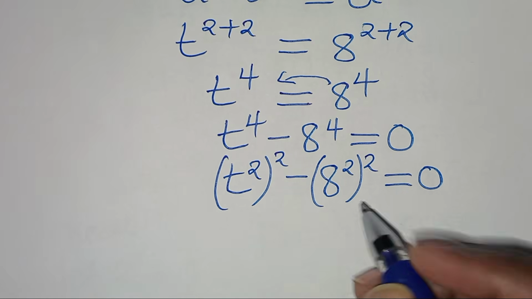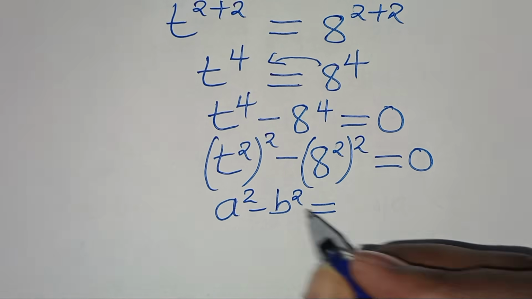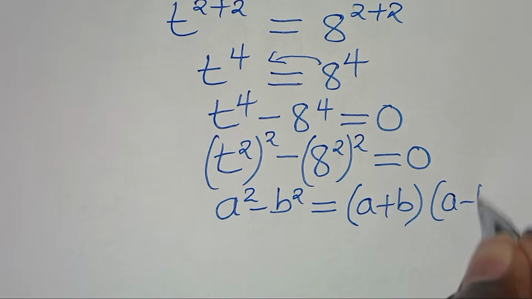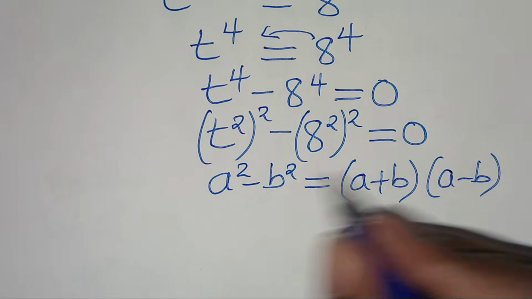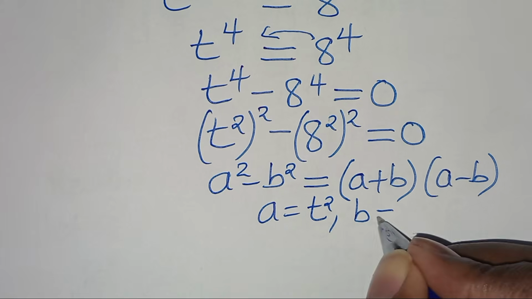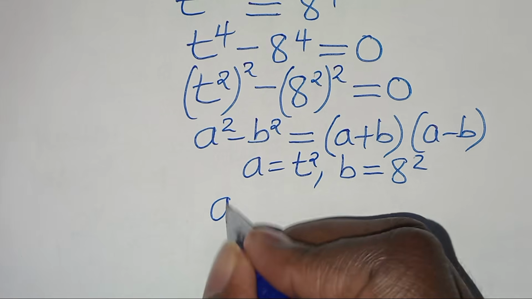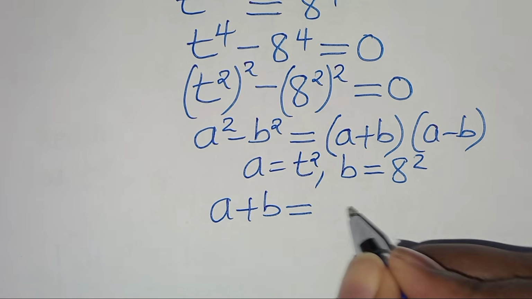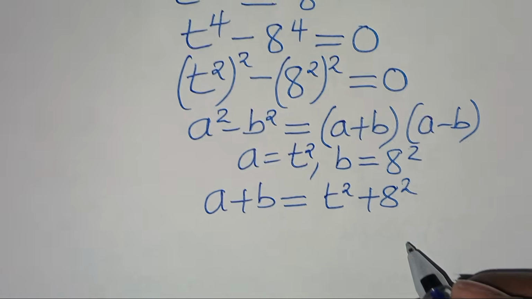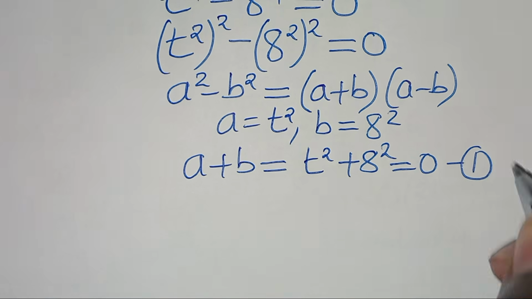This equation here is in the form of a squared minus b squared, which is the difference of two perfect squares, which you can express as a plus b, then a minus b. From our equation here, a is equal to t squared and b is equal to 8 squared. So this implies that a plus b is the same thing as t squared plus 8 squared, and this is equal to 0. Let's call this equation 1.